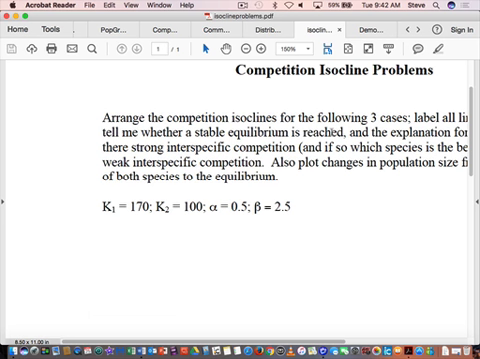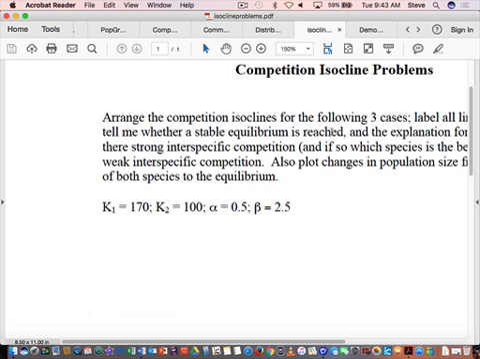So what do we got? N1 is along here. N2 is along there. So where does K1 over alpha go? That's going to be 340 up there. Well, you don't necessarily. You should plot this. And then what's K1 go to? 170. So connect those two.